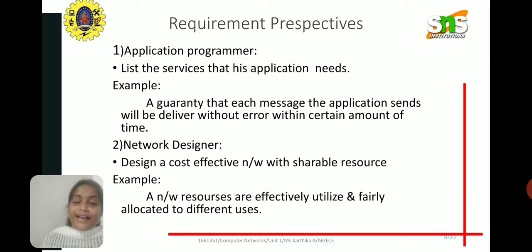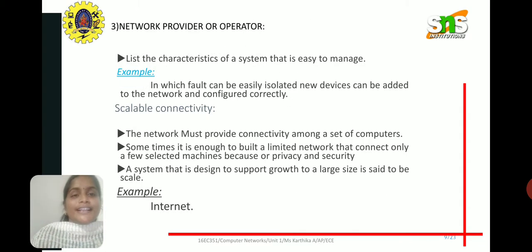For example, the network resources are effectively utilized and fairly allocated to different users, because we don't want a particular resource used only for a particular application, because it consumes high cost, and also we need a lot of resources for different kinds of applications. So the network resources should be utilized effectively and fairly allocated to different types of users.